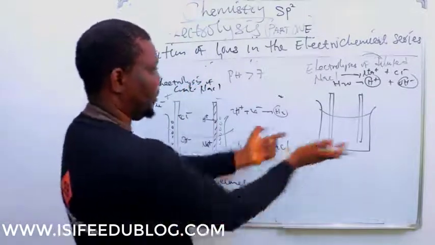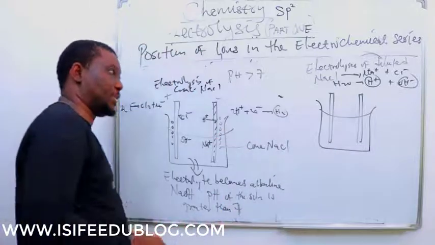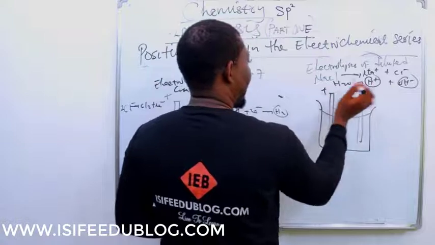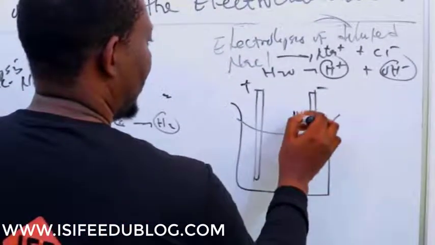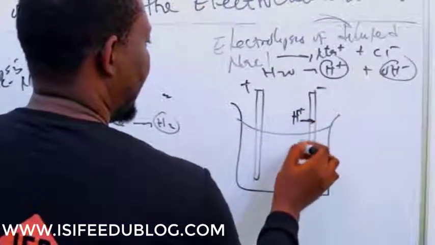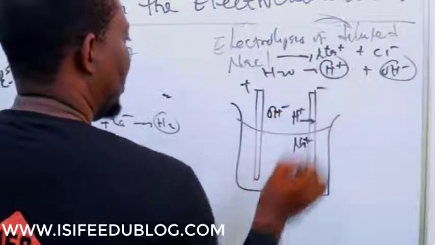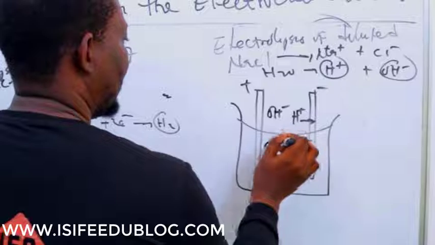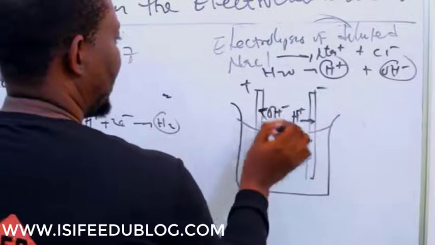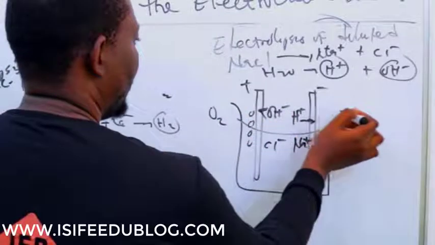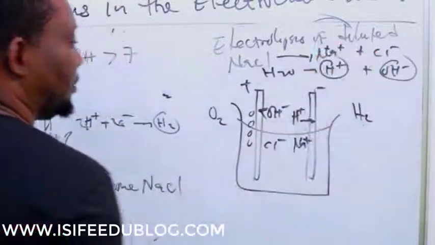So let's see what we're going to have if it's electrolysis of diluted sodium chloride. At the cathode, H plus goes and Na plus remains. At the anode, OH minus goes and Cl minus remains. So these are the two things that go. If OH minus goes, here will be oxygen gas. If H plus goes, here will be what? Hydrogen gas.